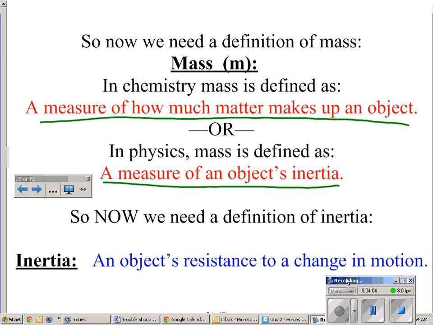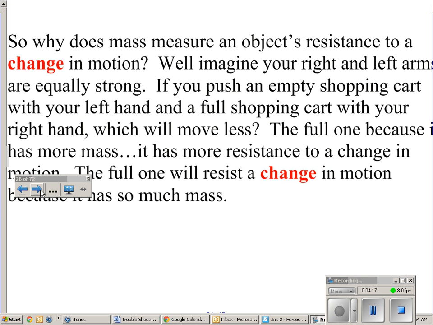Okay, so inertia is an object's resistance to a change in motion. It's a resistance to a change in motion. For this to make sense, it probably makes sense to talk about a couple examples here. So why does mass measure an object's resistance to a change in motion?